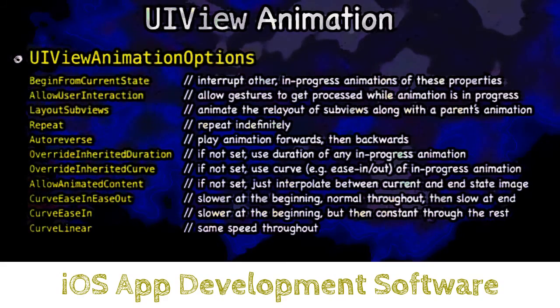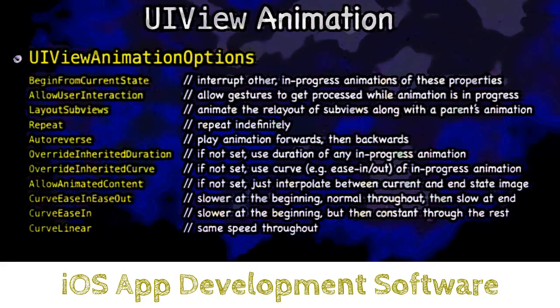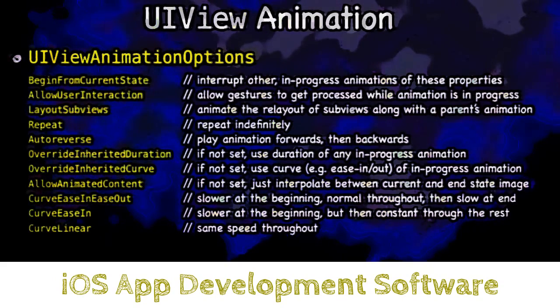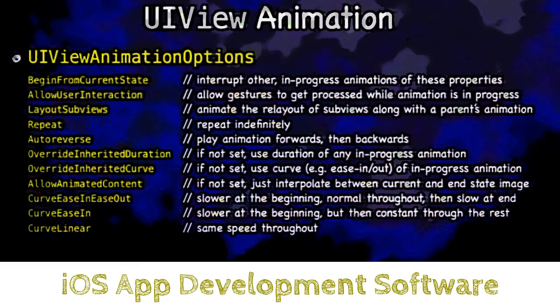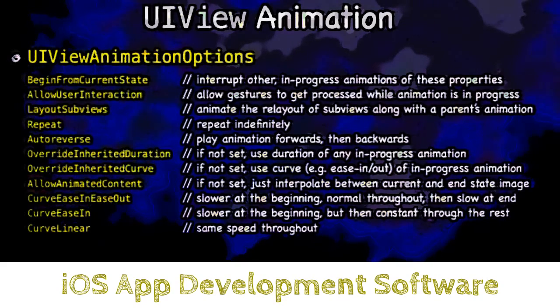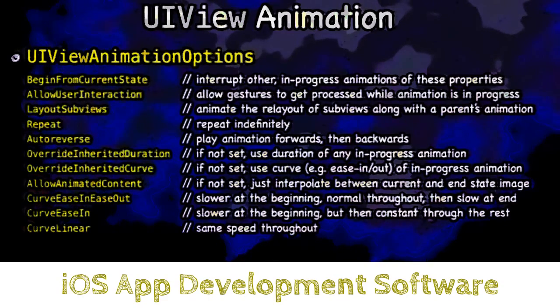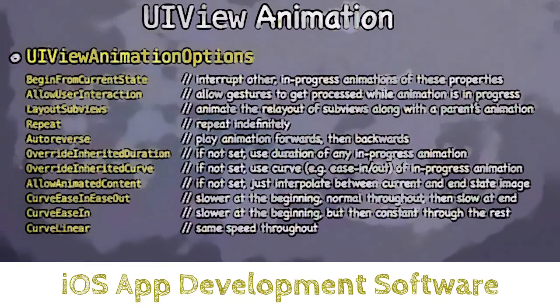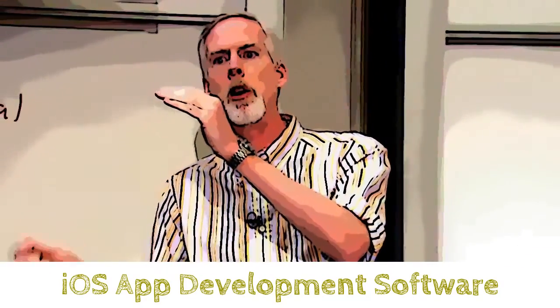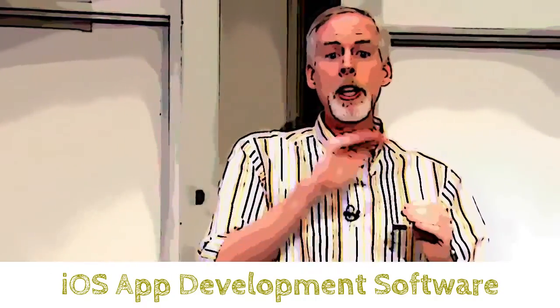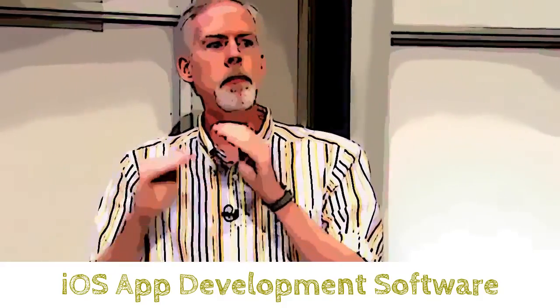All right, let's talk about some of the options. The first one's an interesting option, begin from current state. If you set this option on in the options list, what this means is if there's another animation going on that is animating the things I want to animate, then pick up from wherever they are when you do my animation. So if I'm doing that alpha thing and it's fading down to 0.2 or something, and then I issue another animation that goes up to 0.7 alpha, if I have the begin from current state option on, then it'll start at 0.2 and go up to 0.7. If I don't have this on, it'll start at 0 because 0 is what the real alpha is and go up to 0.7. So begin from current state is a way of intercepting other animations in mid-flight.